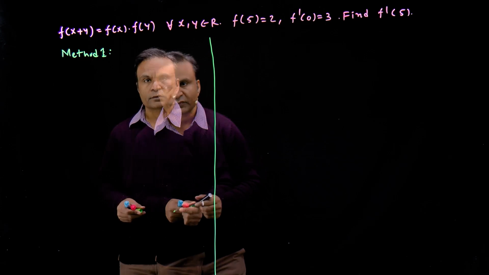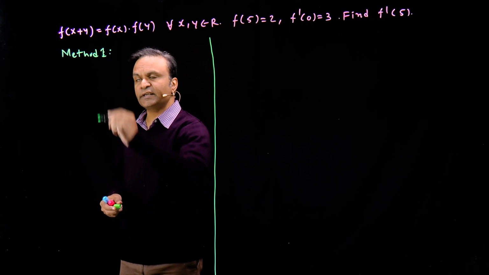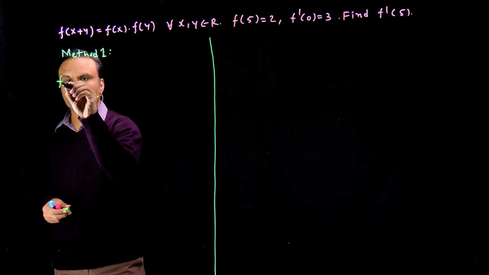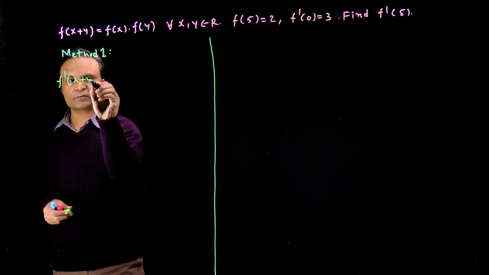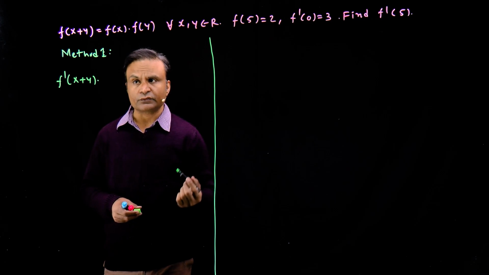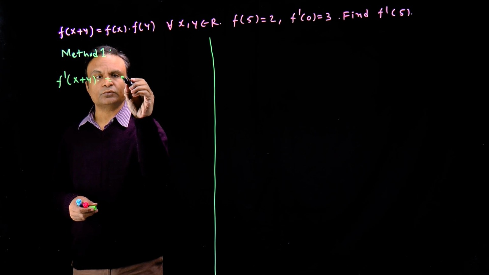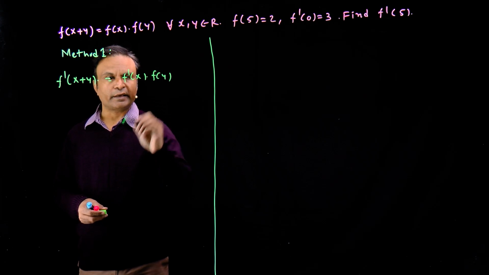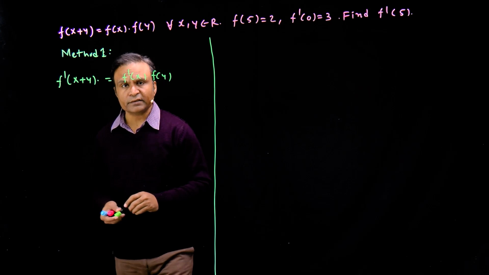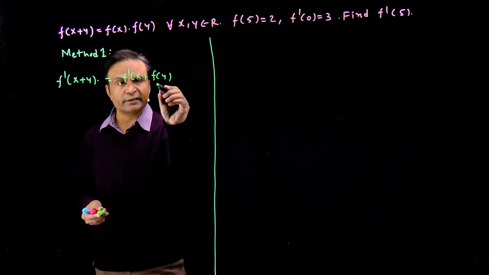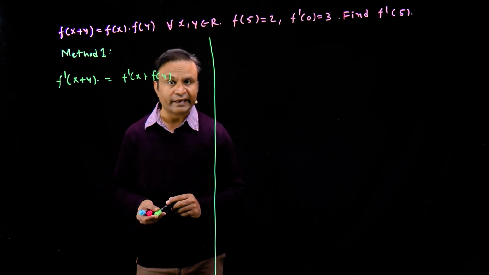So differentiating this relation with respect to x, we get f dash of x plus y multiplied by the derivative of x plus y, which is 1. This is equal to f dash x multiplied by f of y, because f of y is constant with respect to x, so here it will be considered as a coefficient of f dash x.